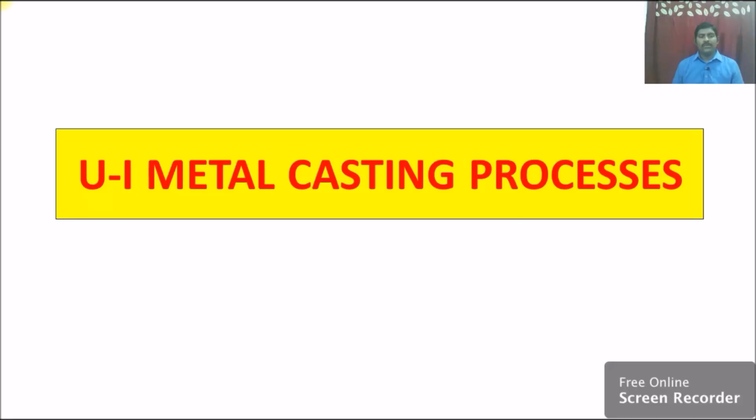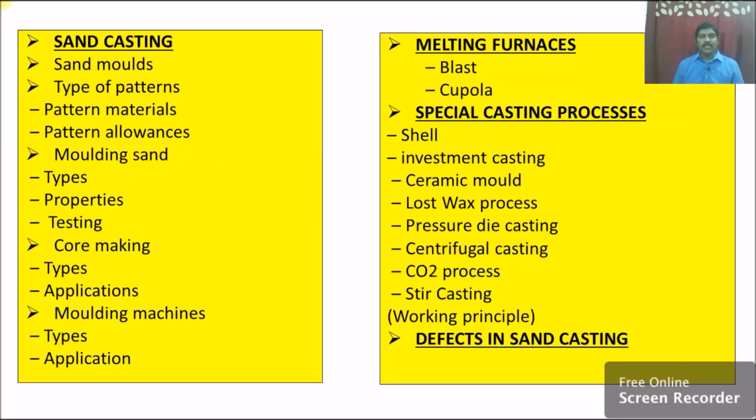So now, unit number 1, metal casting process. Unit number 1 mainly consists of 4 major topics: sand casting and melting furnaces, special casting processes, and defects in sand casting. In sand casting: sand molds and types of patterns, types of pattern materials and allowances, molding of sand, types, properties and testing of sand, core making and types, application, molding machines, types and application.